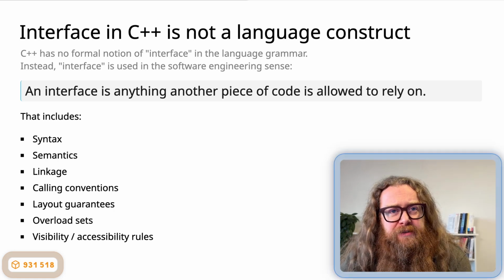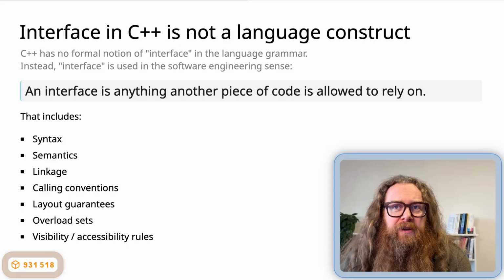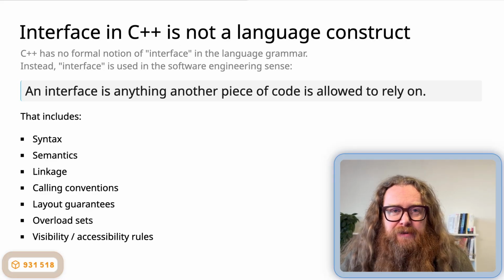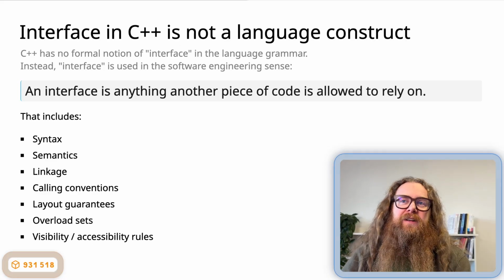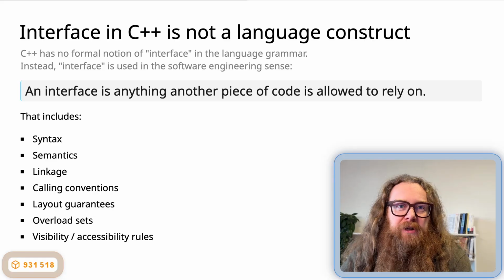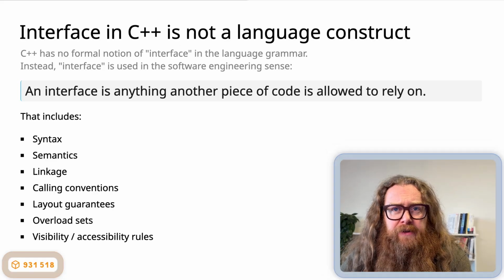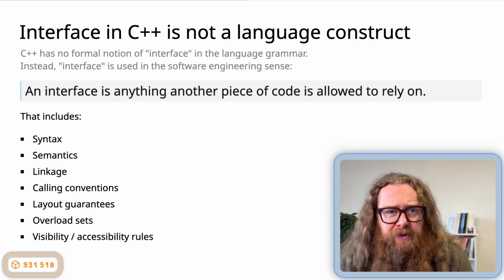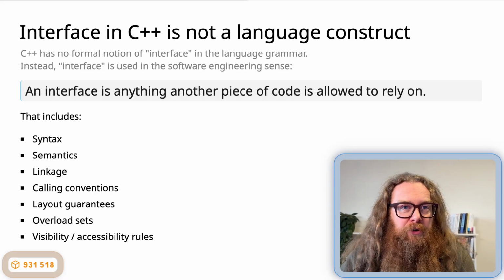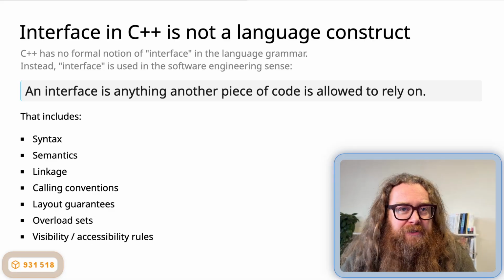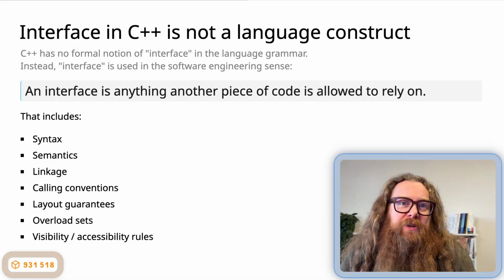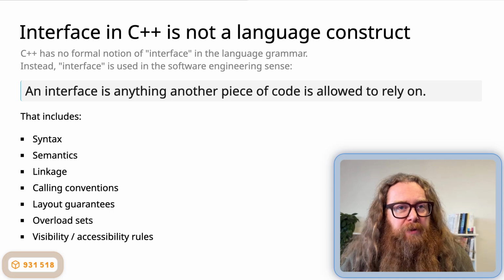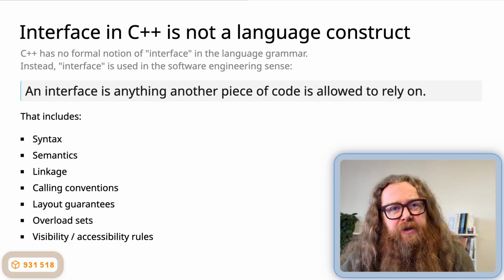When we say interface in C++, what we mean is the definition of the term in the general software engineering sense. That means an interface could be anything that another piece of code is allowed to rely on. And that includes syntax, the semantics, the linkage, the calling convention, layout guarantees, the overload sets, the visibility or the accessibility rules, right? We distinguish in C++ between the public interface and the protected interface of a class.